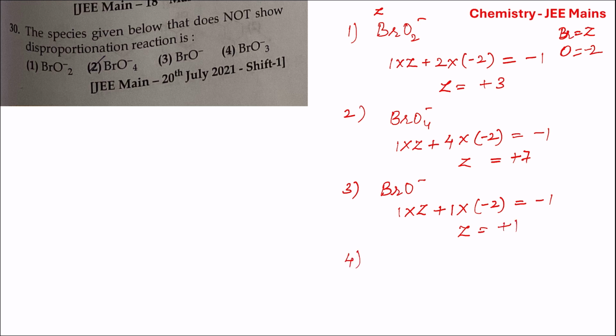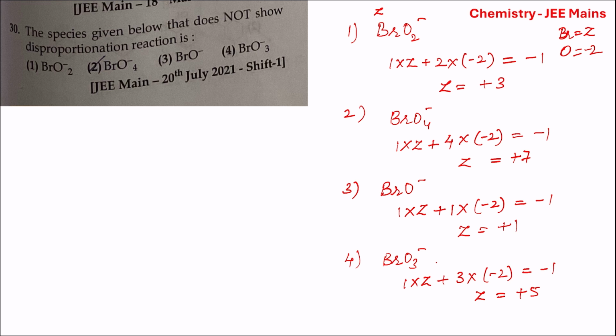Fourth, BrO3 minus, the number of bromine atoms, 1, multiplied by the oxidation number of bromine, that is Z, plus the number of oxygen atoms, 3, multiplied by the oxidation number of oxygen, that is minus 2, is equal to minus 1. So Z is equal to plus 5. Solving this equation, Z is equal to plus 5.